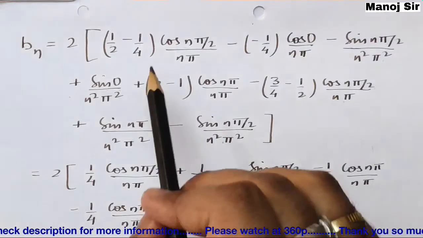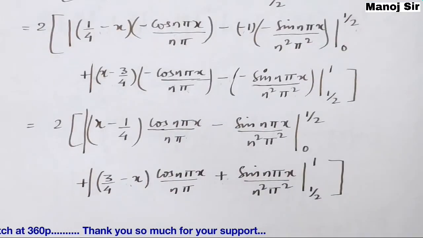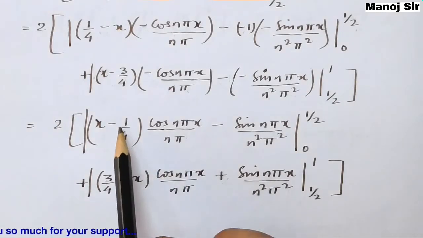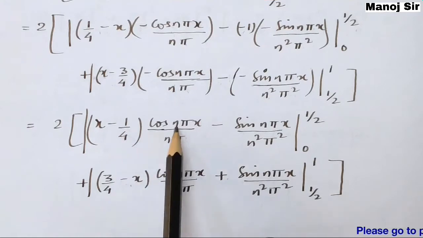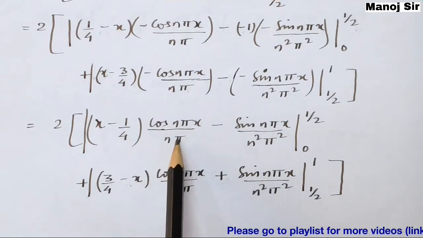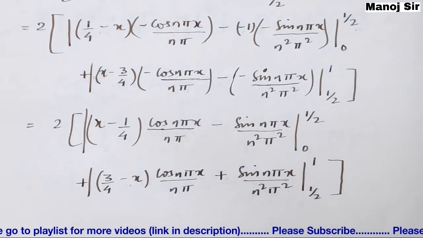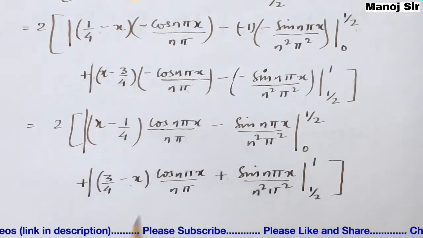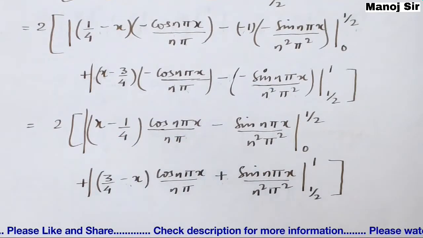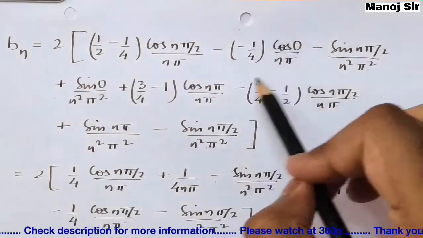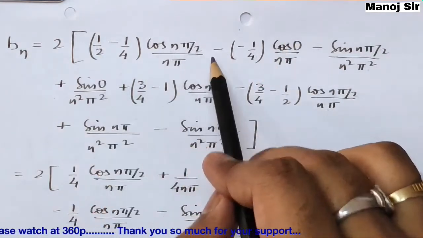Now if you put the lower limit, this is going to be minus 1 upon 4. This will become cos 0 upon n pi. First we will discuss this part. Putting the lower limit, this will become minus 1 upon 4 into cos 0 upon n pi. This is my lower limit, that is minus 1 upon 4 cos 0 upon n pi. Upper limit positive, lower limit is negative.